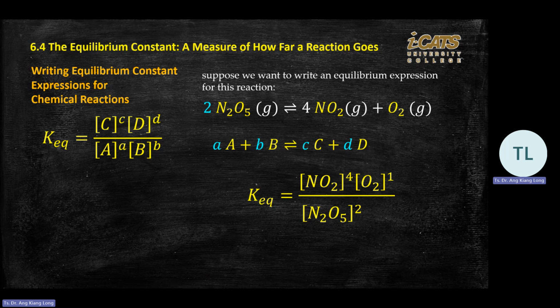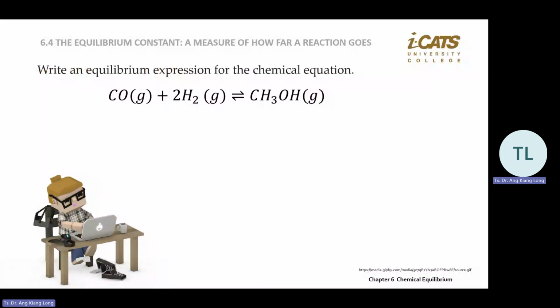Go to an exercise. So write the equilibrium expression of the chemical equation. So if you have CO gas, or still good. Chapter 6, most of the time you see gas. If in the question you see gas state, it means it is a chapter 6 question. So CO gas, 2H2 gas become CH3OH gas. So write the equilibrium expression. It means write KEQ equal to CD divided by AB.